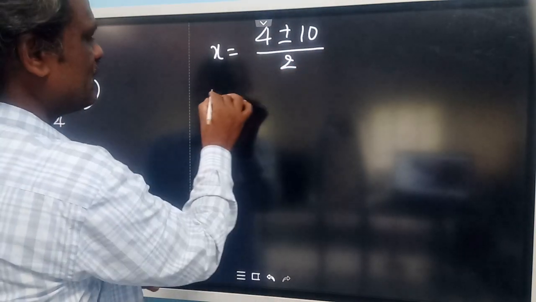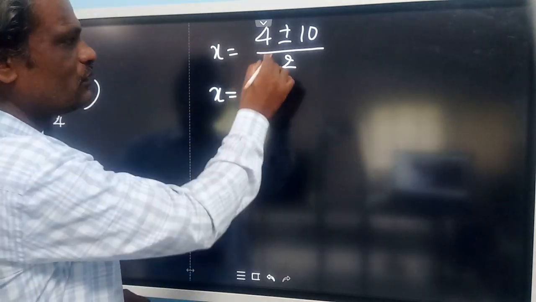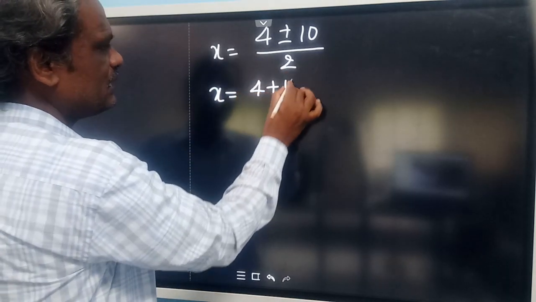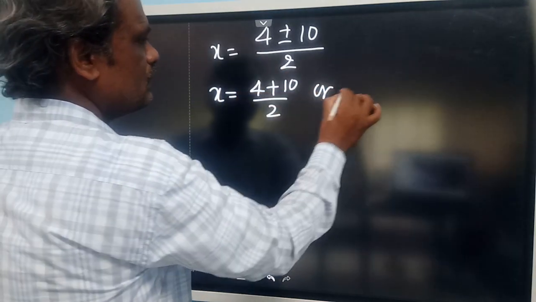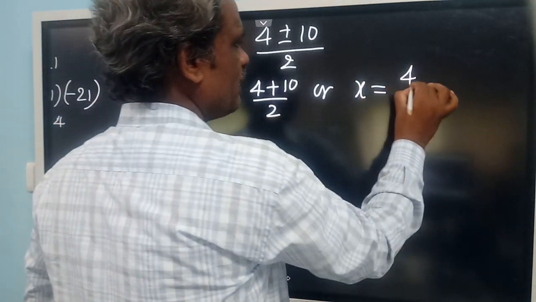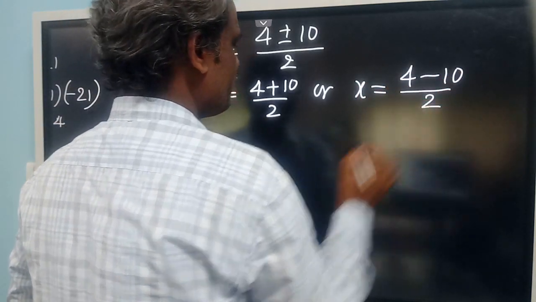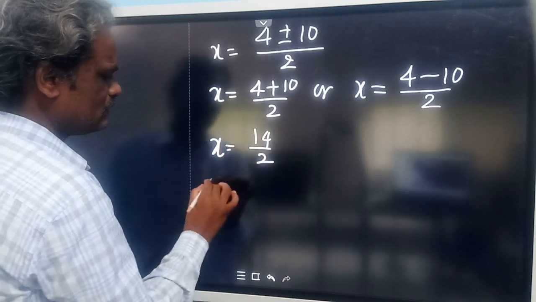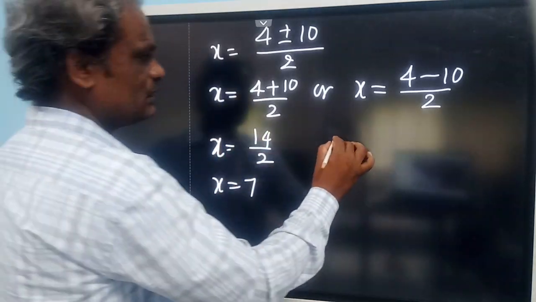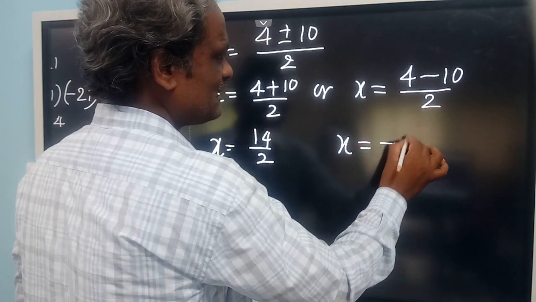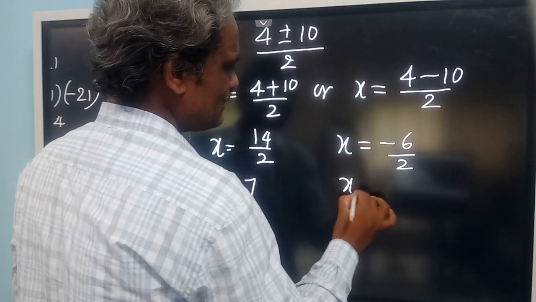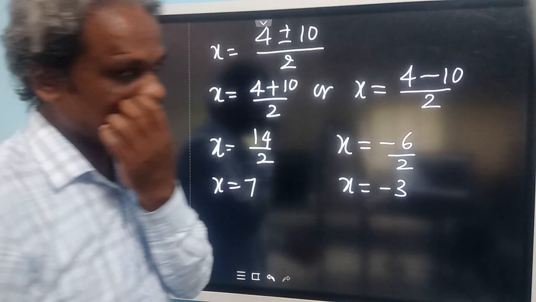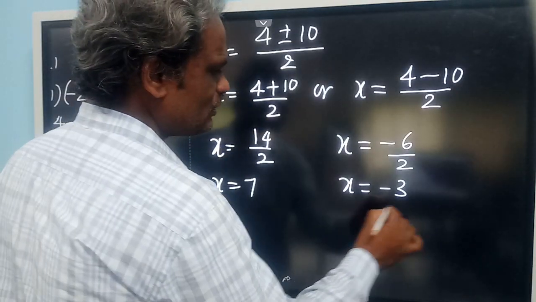So x is equal to, you have two values: 4 plus 10 by 2, or x is equal to 4 minus 10 by 2. Simplify this one, so it is 14 by 2. So x is equal to 7. This one, x is equal to minus 6 by 2, x is equal to minus 3. Here, look at this second one, x is equal to minus 3.